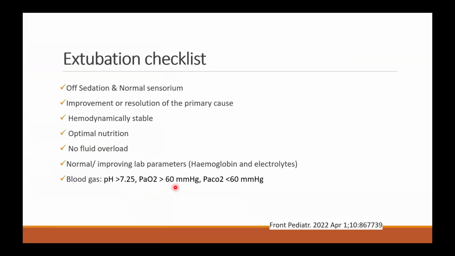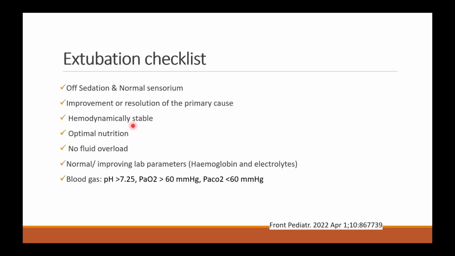So, after covering the various tests used for extubation, extubation is sometimes an art, sometimes a science, and sometimes it may be a gamble in very preterm babies. Once a baby is off sedation and has normal sensorium, there is improvement or resolution of the primary cause for which the baby was intubated.